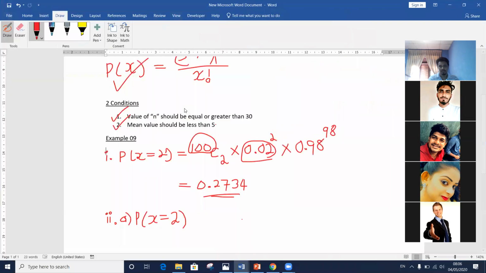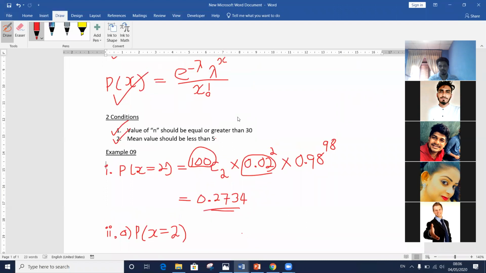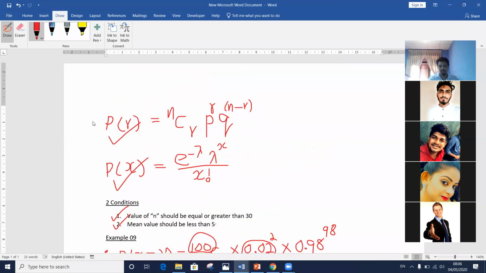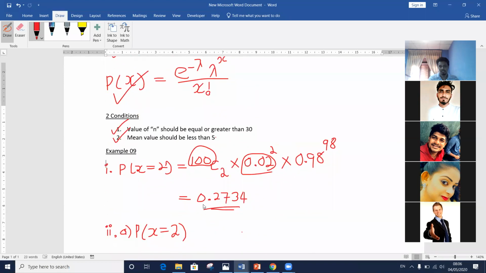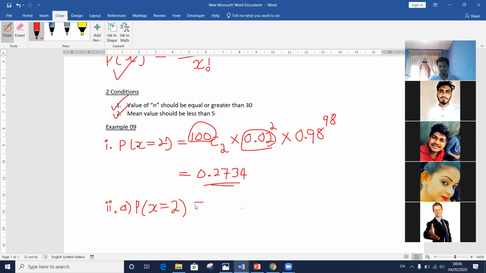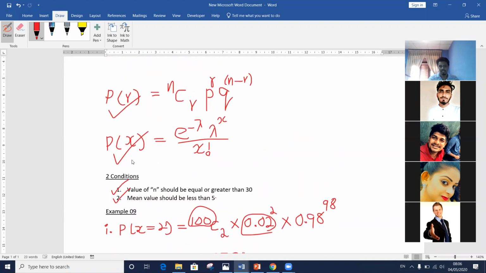කලින් හෙව්වෙත් ඒකම තමයි. By using what formula? මෙන්න මේ formula එක පාවිච්චි කරලා තමයි අපි කලින් හෙව්වේ. Right? And then we got the answer 0.2734. Now we have been asked to calculate the same using this one. මේ formula එක පාවිච්චි කරලා හොයන්න කියලා කියන්නේ.